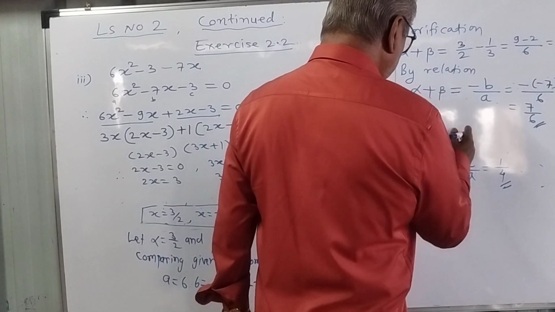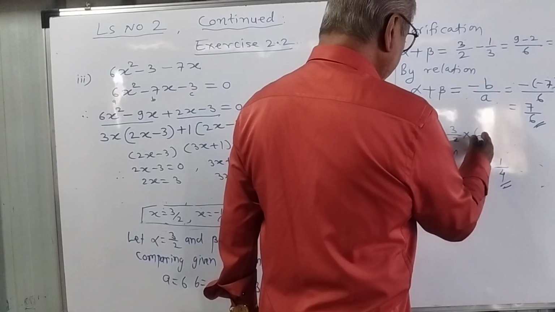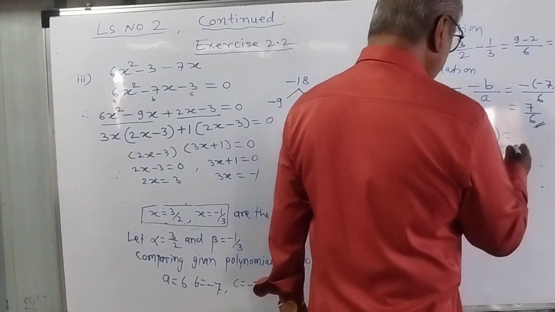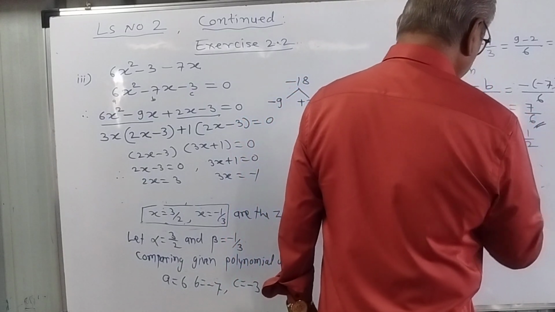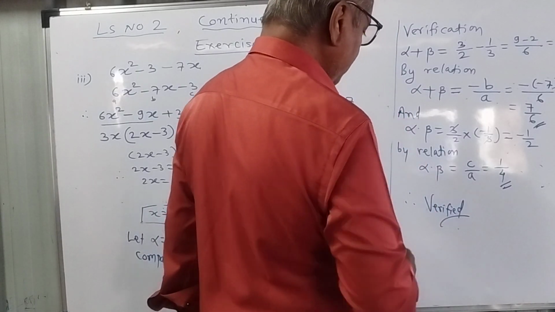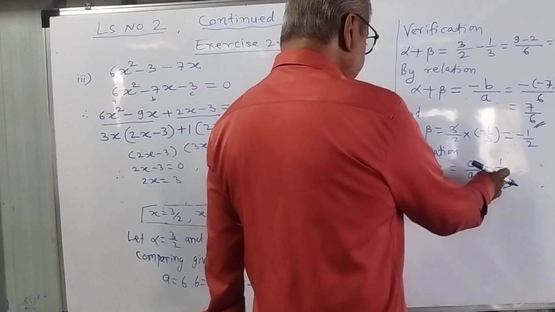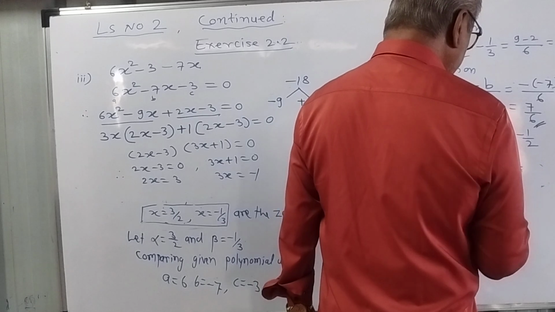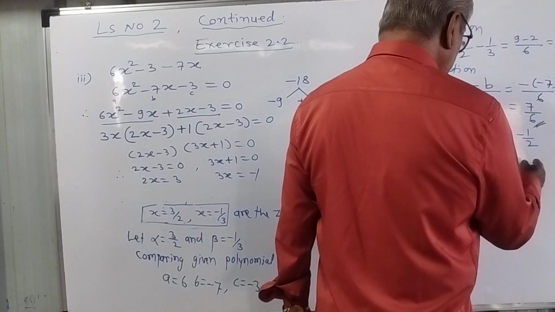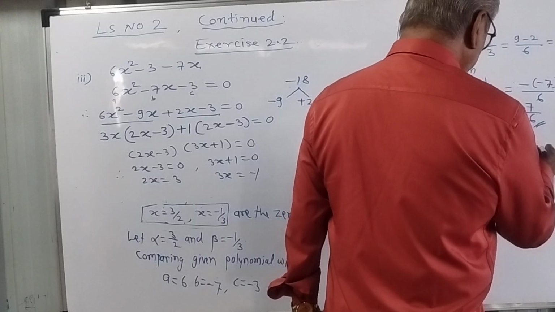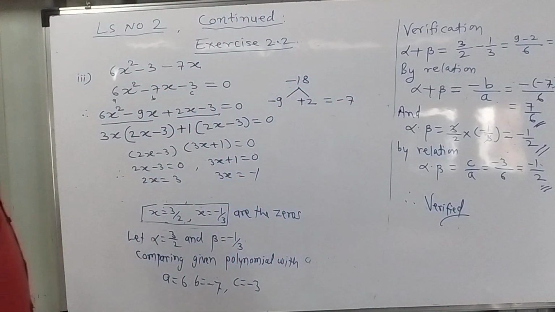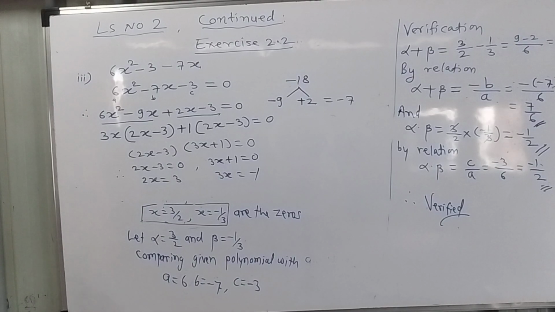Product is 3 upon 2 into minus 1 upon 3, will give you 3 get cancelled, so minus 1 upon 2. And by the relation, c upon a. What is c? c is minus 3 upon 6. By reduction, we can write 3 ones and 3 twos, so minus 1 upon 2. Again, the product is also verified. So hence, the relation between zeros of the polynomial and constant term are verified.